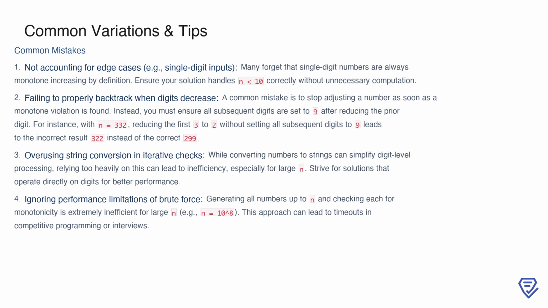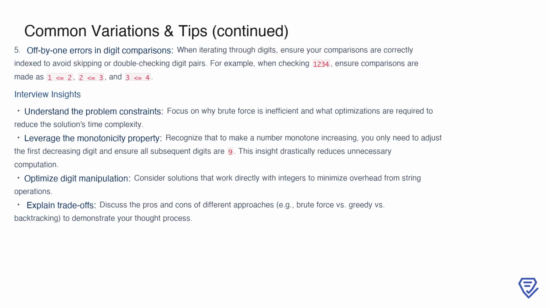Finally, the brute force approach, generating all numbers up to n and checking each one, might seem straightforward but is highly inefficient for large values of n, like 10 to the power of 8. This can lead to performance issues, especially in competitive programming scenarios, so it's crucial to adopt a more optimized solution strategy. Off-by-one errors in digit comparisons are another frequent source of bugs.